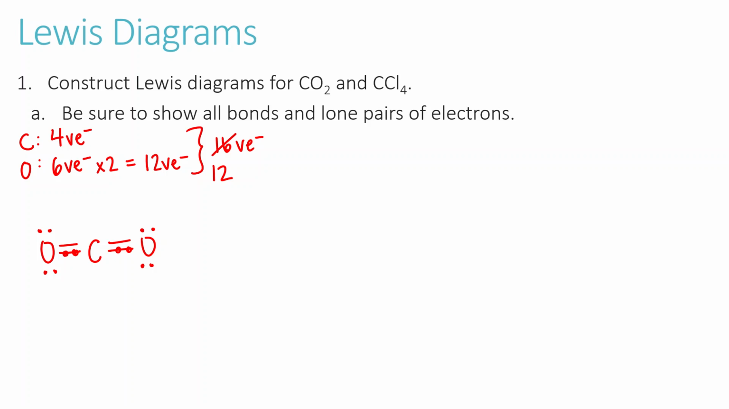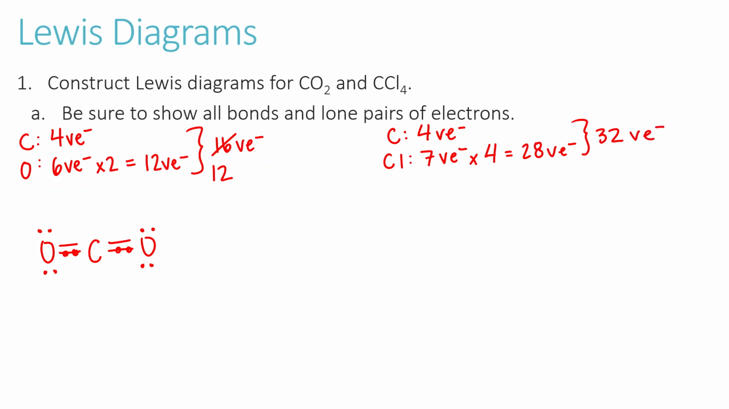So let's go ahead and take a look at carbon tetrachloride. Again, we have carbon with its 4 valence electrons, and then we have 4 chlorines. Each chlorine is going to have 7 valence electrons. If I multiply that by my 4 chlorine atoms, this is going to give us 28 valence electrons. So that means that I have a total of 28 plus 4, which is 32 valence electrons.